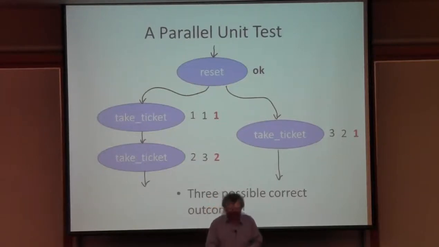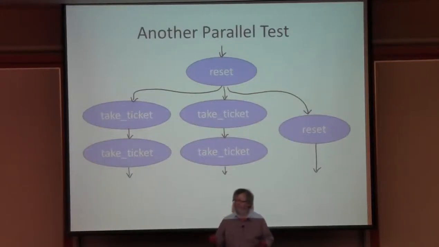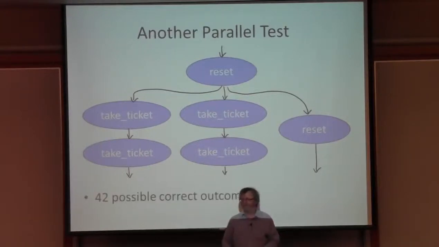But this is a tiny test. I really want to run tests like this. How many possible outcomes are there of this test? Luckily, I figured it out for you. 42, of course.